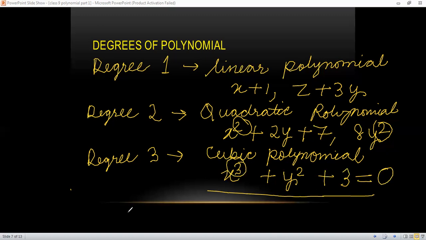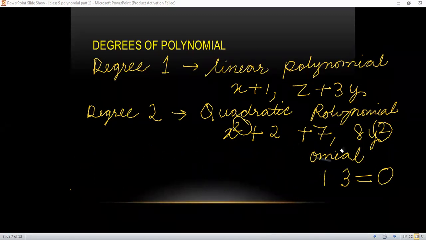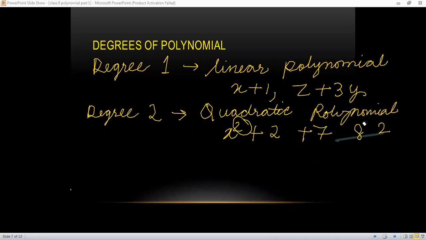Now moving to the next topic, that is how we find the value of polynomial.